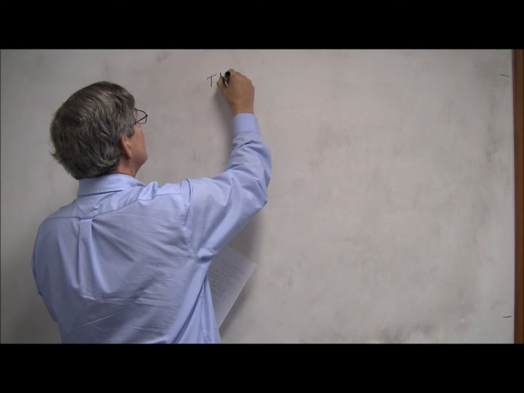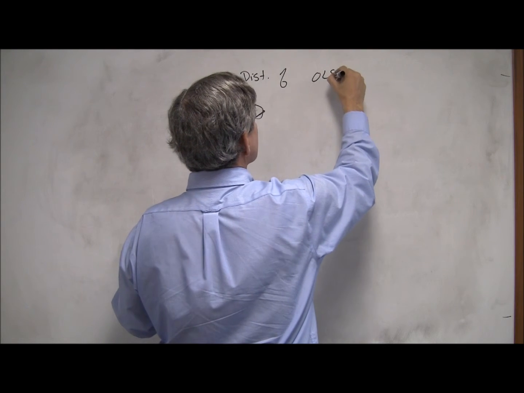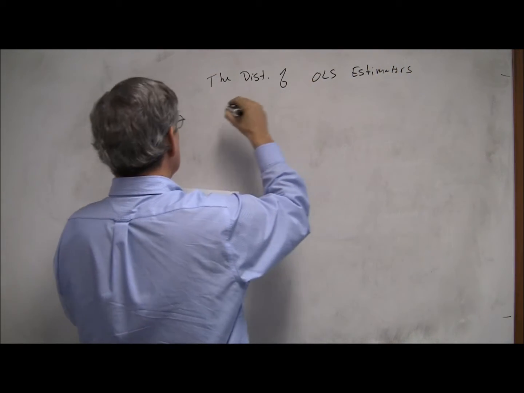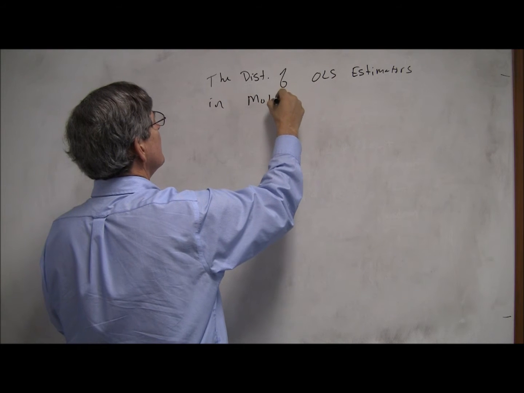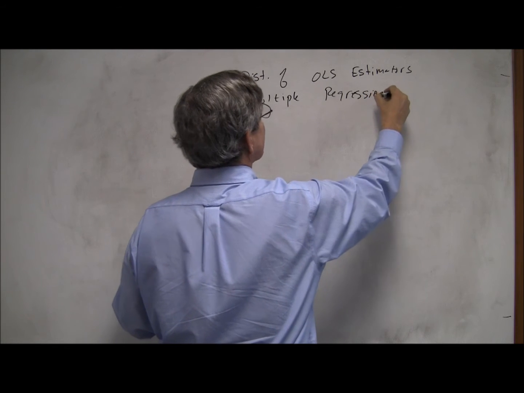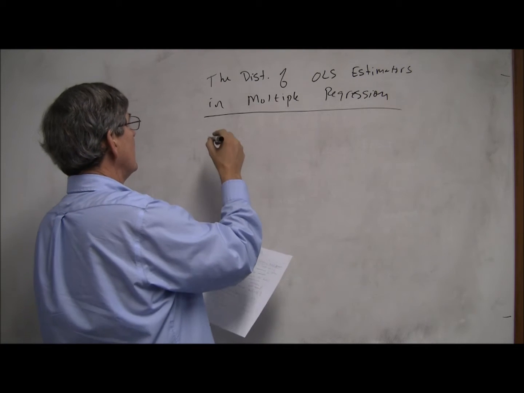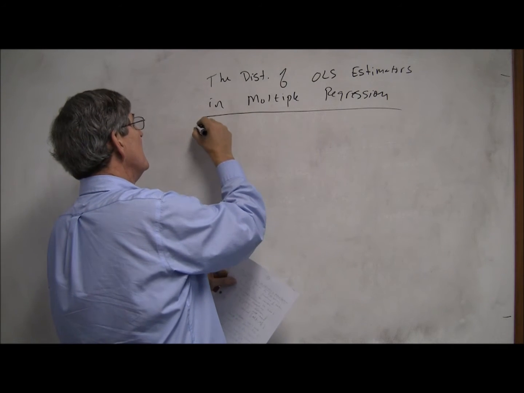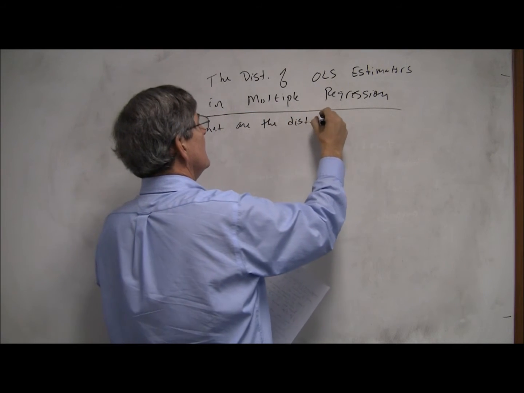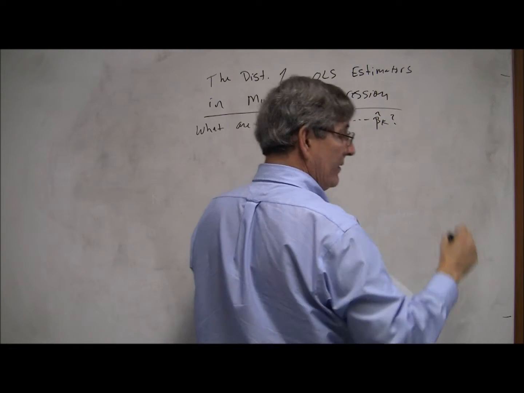Okay. The distribution of the OLS estimators in multiple regression. There's nothing much new here relative to the two-variable case, it just basically extends what we've already done. And so this can be done rather quickly. This is section 6.6. So the question of what are the distributions of beta naught hat up to beta k hat? How are those things distributed?